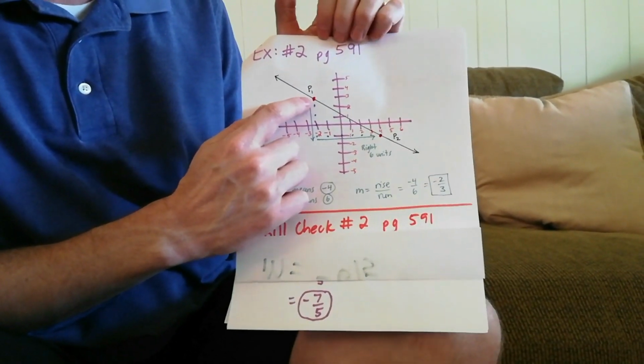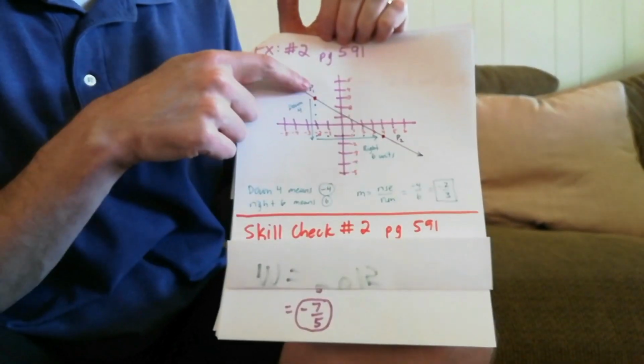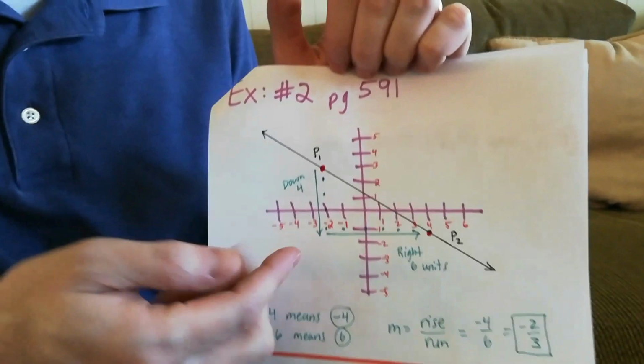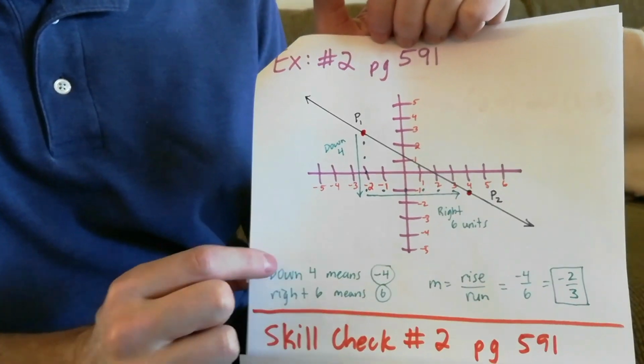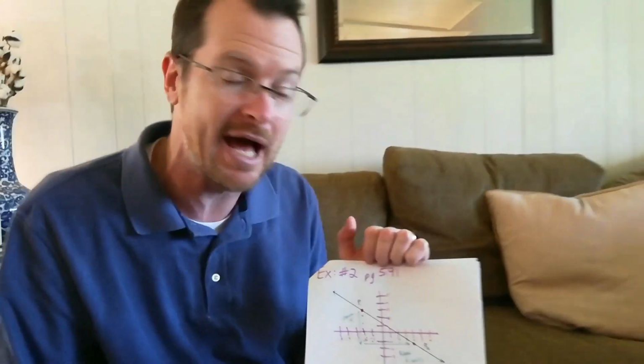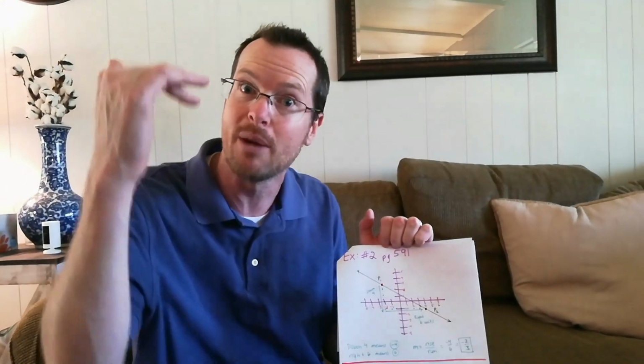Let's continue on. Example number 2. We're on page 591, class. So this time, I'm giving you a point here, point sub 1 and point sub 2. How do I go down? Right? Because it's not rising, it's going down. You're dropping and you're running over. So in this case, you're going down 4. You're dropping down 4. So what you're going to do is you're going to label that as a negative 4 because you're dropping down 4.